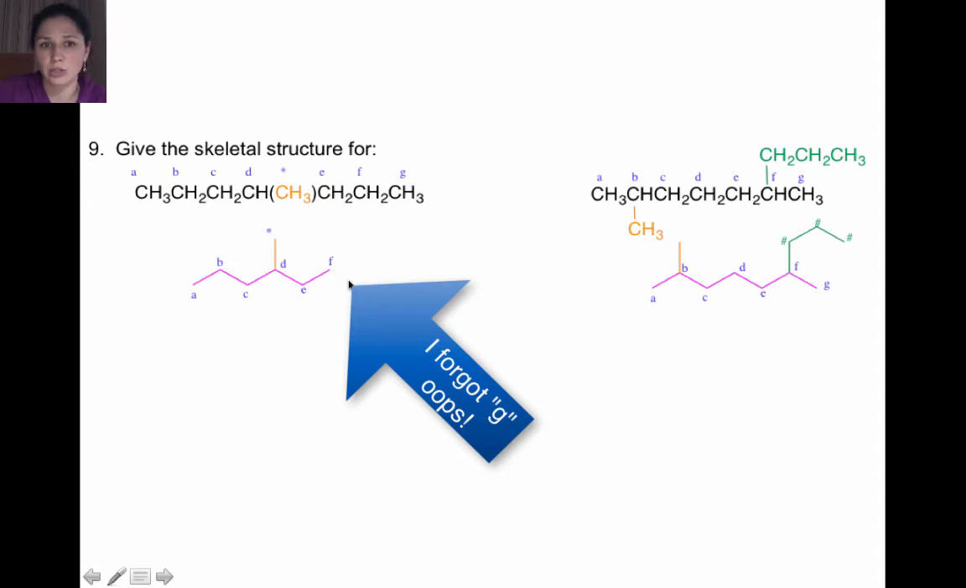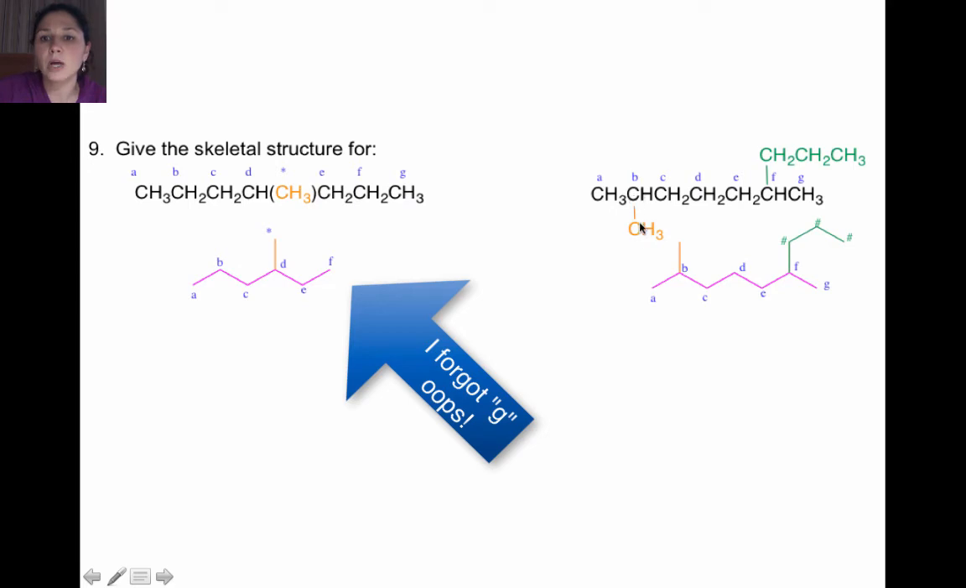There should be one extra little line off of this F to represent carbon G. So then this one over here, I did the same thing. I just basically lettered the main chain here, A, B, C, D, E, F, G, and then I just zigzagged A, B, C, D, E, F, G. So that's a total of 1, 2, 3, 4, 5, 6, 7 carbons that are represented by this pink line for the skeletal structure.